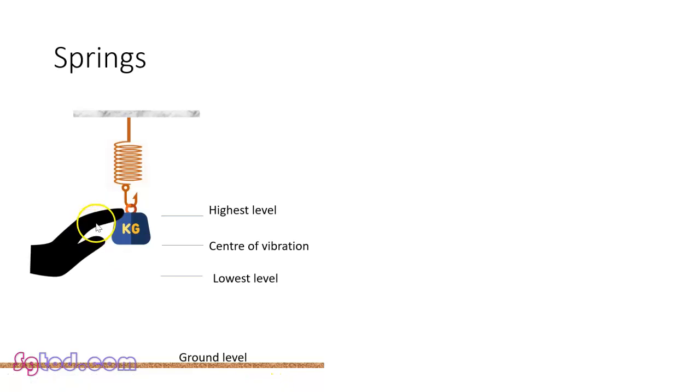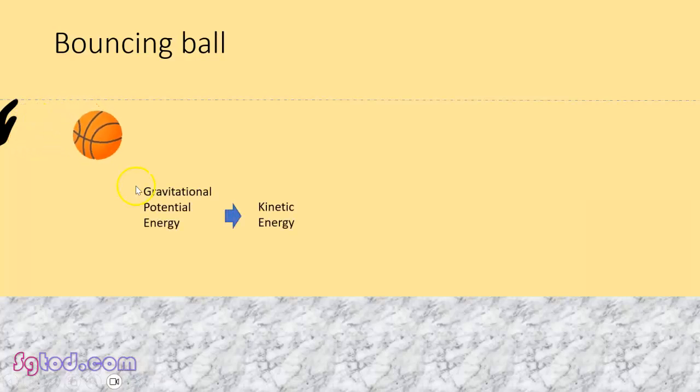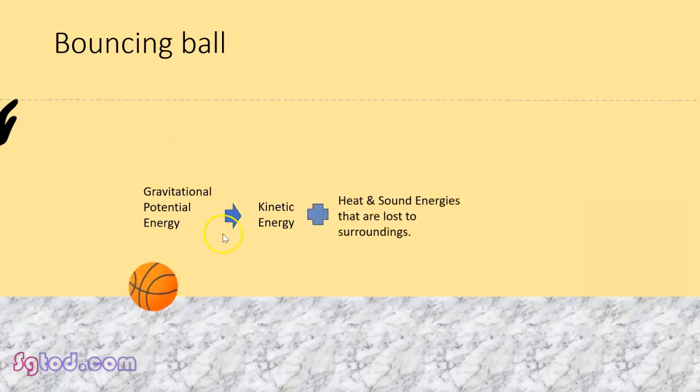Now, notice that for each of these systems, there is an initial energy that is transferred to the system. When we raise the ball to a specific level, the ball gains in gravitational potential energy. That energy gets converted to kinetic energy as it drops to the ground. In that process, some of the gravitational potential energy is converted to heat and sound energy that are lost to the surroundings.